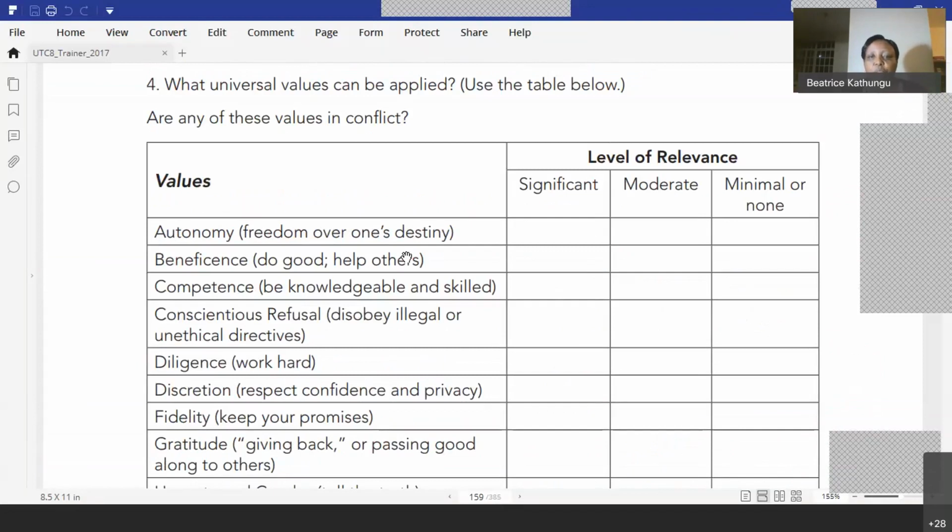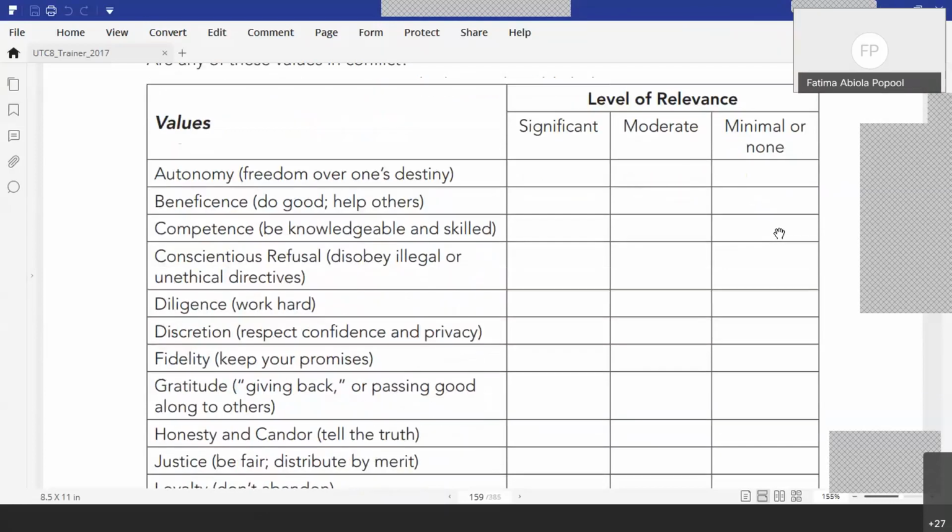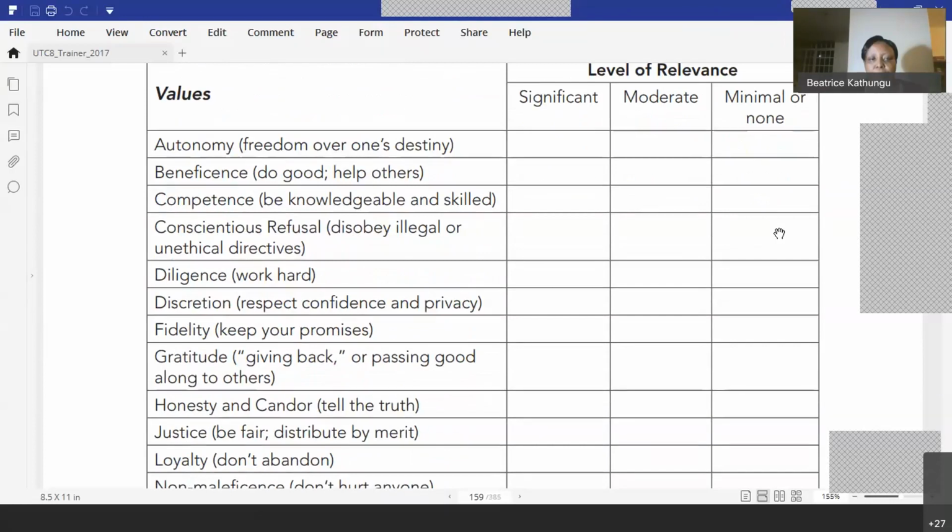So what universal values can be applied? I want us to look at this specific table here, and let us select the values that we think can be applied in this situation. Anybody here who has picked a value? Yes, I have picked a value. I think beneficence is one of the values that should be used here. Beneficence. How relevant is it? Is it significant? Is it moderate? Or is it minimal? It's very significant here because of the life of the client. Yes. Thank you very much. So beneficence, very significant. Thank you.